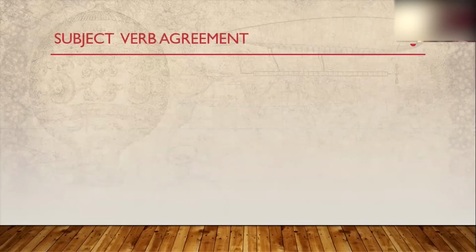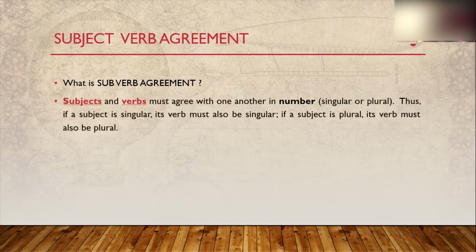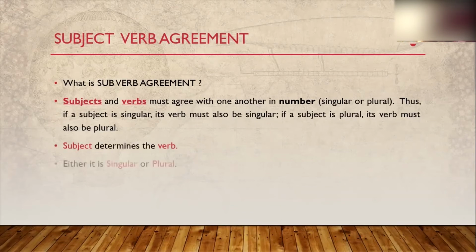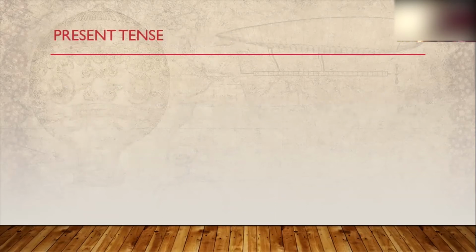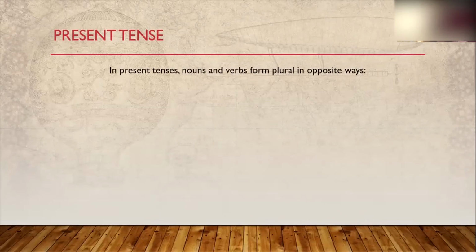Here, I will discuss subject-verb agreement. What subject-verb agreement actually is. Subjects and verbs must agree with one another in number, such as singular or plural. Thus, if a subject is singular, then the verb must be singular, while if a subject is plural, then its verb must also be plural. So it can be concluded from the above discussion that the subject determines the verb, either singular or plural. So here we will discuss how the subject and verb agree in present tense.